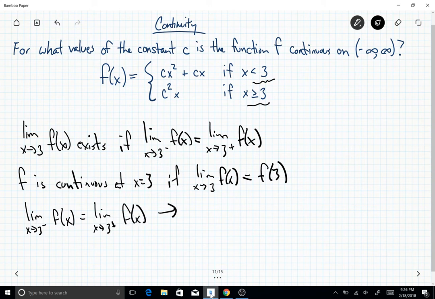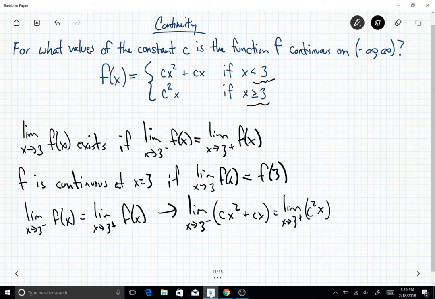So what does that mean? Well, the limit as x approaches 3 from the left would be when we're smaller than 3, so cx squared plus cx, equals the limit as x approaches 3 from the right of, and then that function would have to be the bottom function because x would have to be greater than or equal to 3. And so we're left with c squared x.